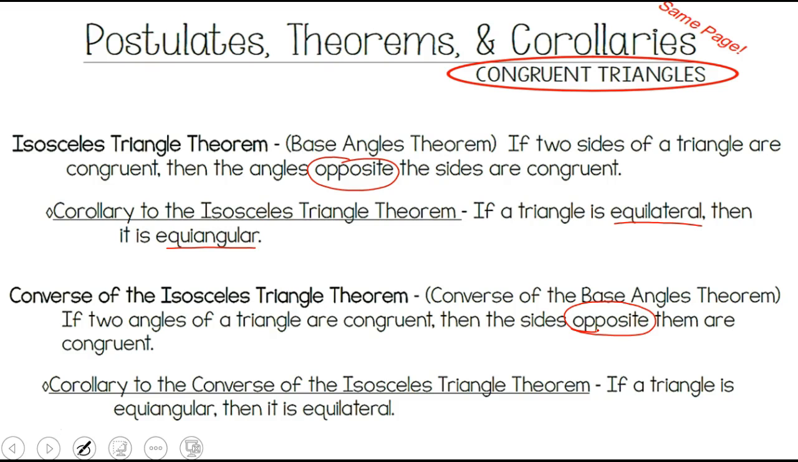That corollary to the converse of the isosceles triangle theorem is that if a triangle is equiangular, then it is also equilateral. So the angles and the sides go hand in hand. Again, if they're all the same angle, then they'll be the same sides.